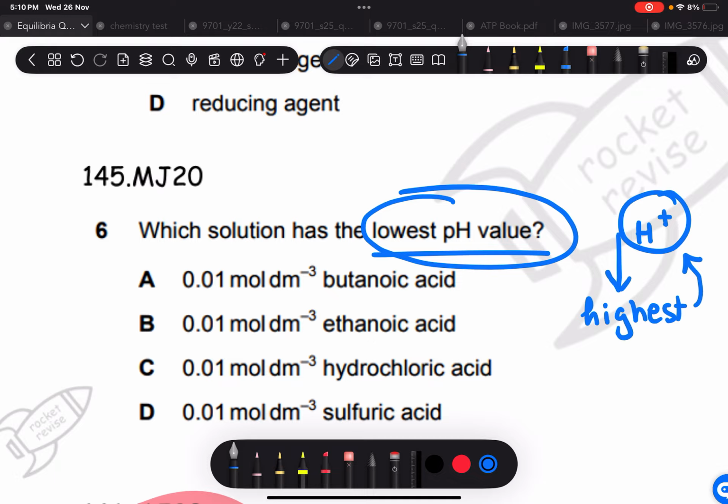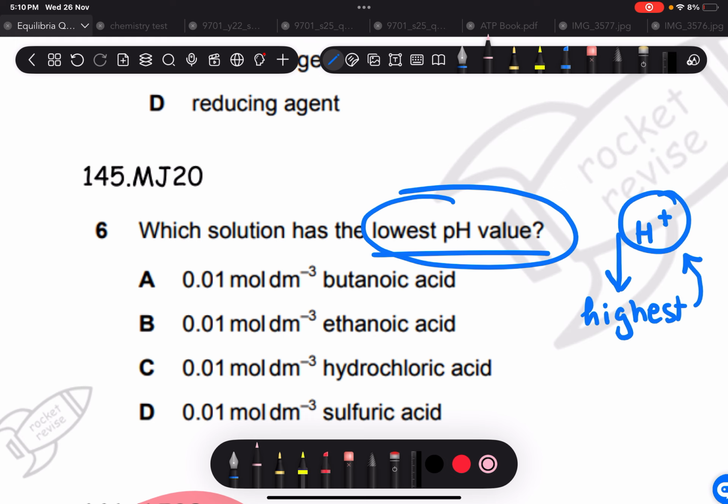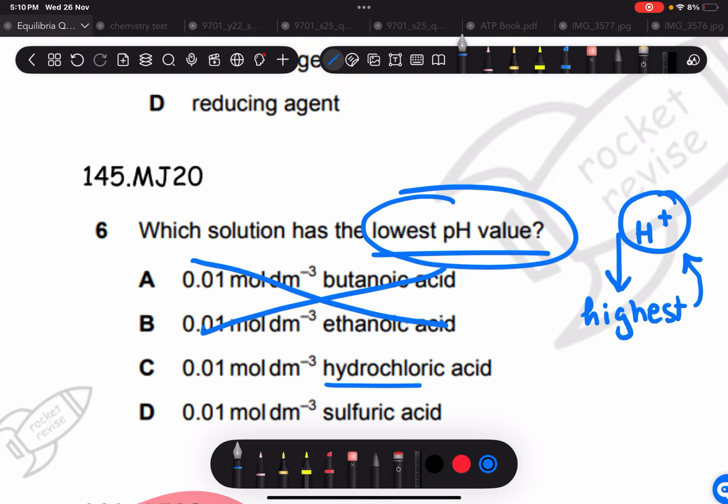Now the thing over here that we need to keep in mind is that butanoic acid and ethanoic acid are organic acids, and organic acids always have a higher pH because they are weak acids. Why are they weak? Because organic acids do not dissociate fully in aqueous solutions. So either it's going to be HCl or sulfuric acid. Firstly, we know these two are organic acids, so let's cut butanoic and ethanoic acid. Okay, now we have our HCl and sulfuric acid.